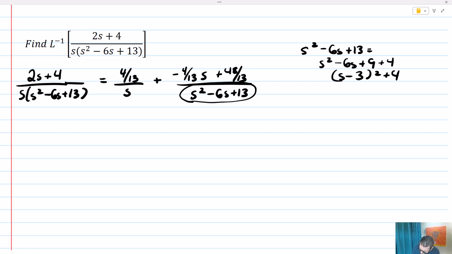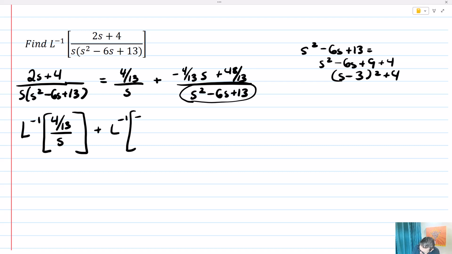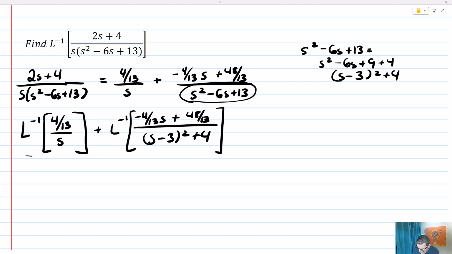So now I'm going to take the inverse Laplace transform. My original one is going to end up equaling the inverse Laplace transform of 4 over 13 divided by s plus the inverse Laplace transform of negative 4 over 13 s plus 48 over 13 divided by s minus 3 squared plus 4. This term right here is going to be 4/13. We'll pull out the 4/13 from our original, and then the inverse Laplace transform for 1 over s is just 1.